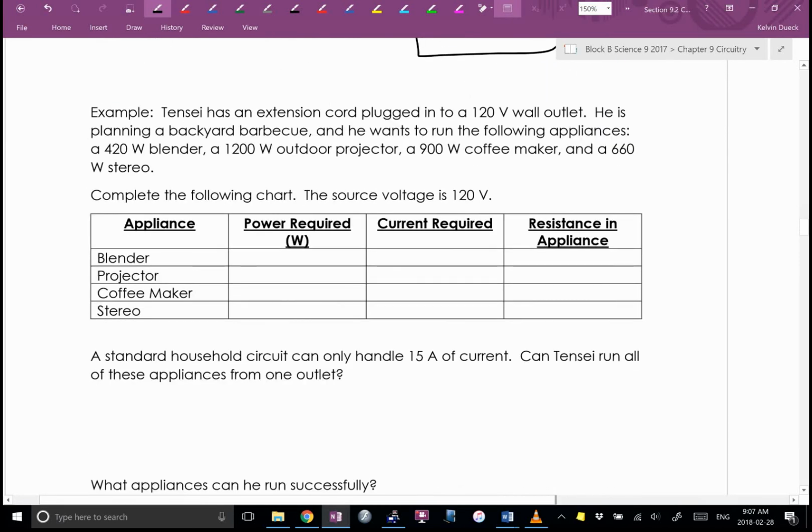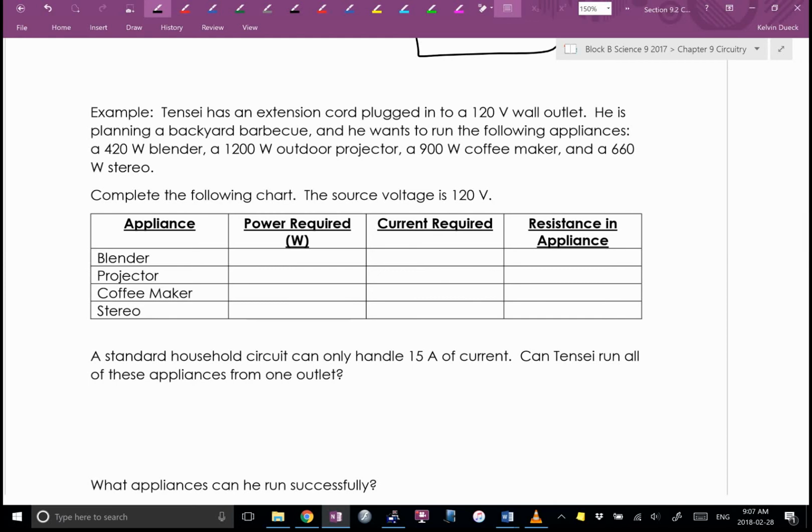Let's have a house party in the backyard. Tensei is having a house party. He's got one extension cord. He wants to do an outdoor backyard party. He's plugged it into a 120 volt wall outlet. He wants to have a backyard barbecue. He's going to invite his friends, and he wants to run the following appliances: a 420 watt blender, he looked at the wattage on the bottom, a 1200 watt outdoor projector, a 900 watt coffee maker, and a 660 watt stereo.